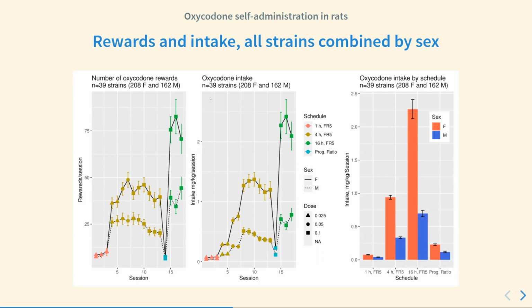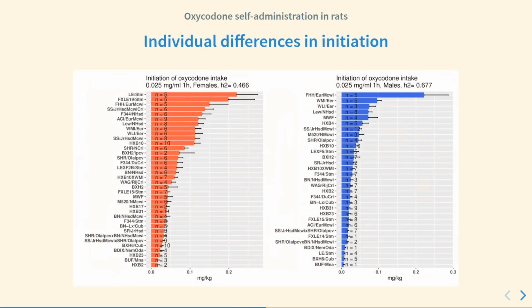Intake basically takes into consideration the body weight. So this further amplifies the sex difference, because males in general weigh a lot more than females. So the sex difference is further amplified when you look at intake. And here is a summary in bar chart showing you the sex difference. All right, so that's the overall pattern.